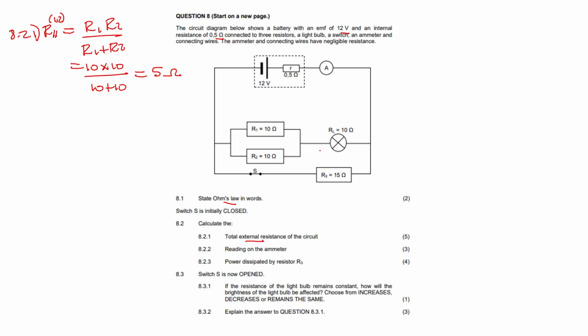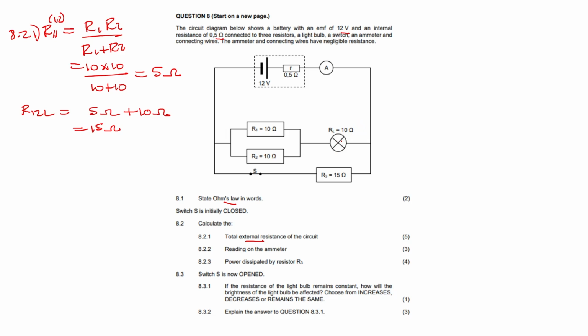Then the light bulb resistor is also in that region. So we've got to add, right? So parallel resistor 1 and 2 plus the light bulb is going to be 5 ohms plus 10 ohms. And that gives me 15 ohms. So this resistance here would then be 15 ohms.